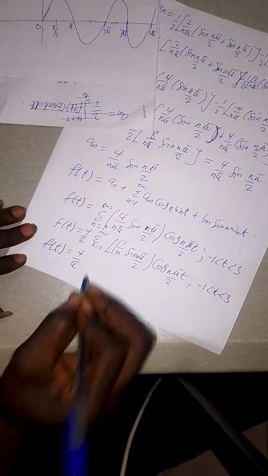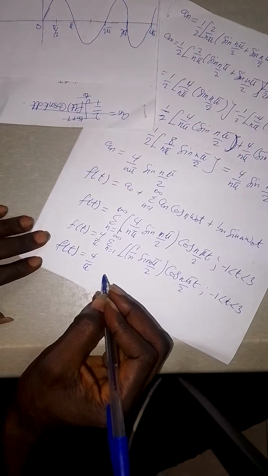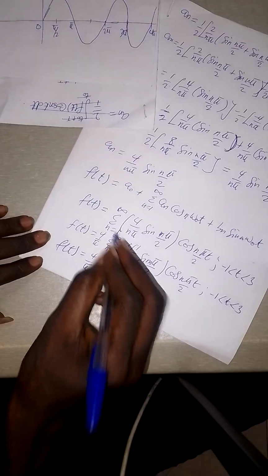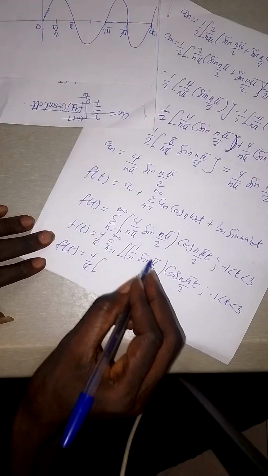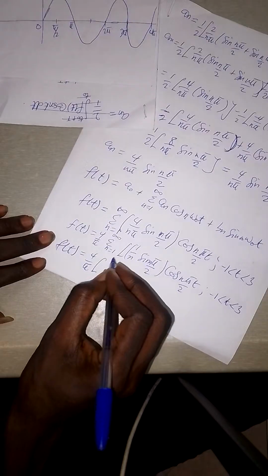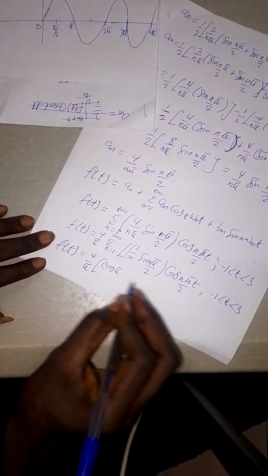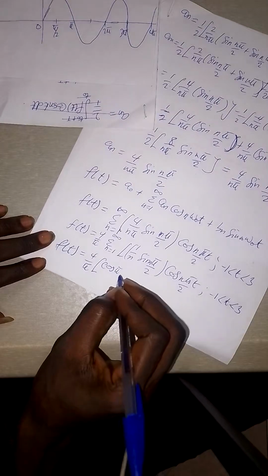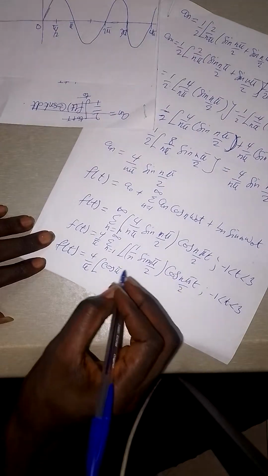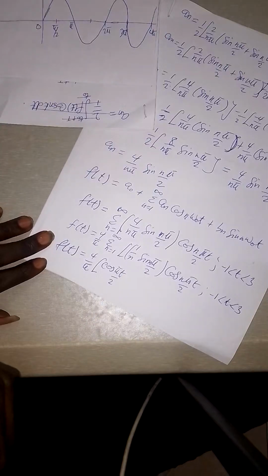4 over pi. Okay, I hope you can see. 4 over pi into, I will not be in the summation again because now I'm expanding the series. Here I got 1, so I'll get cos pi t on 2.